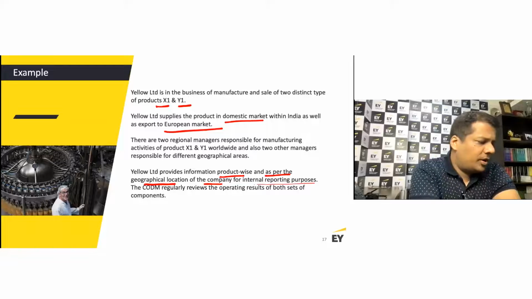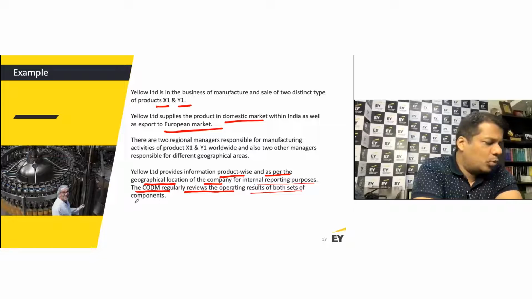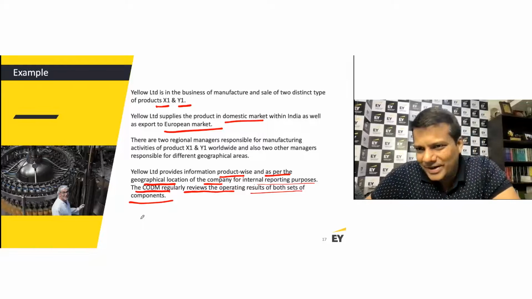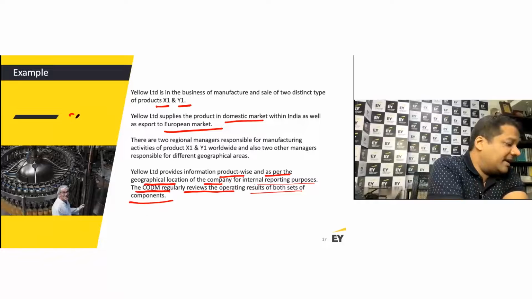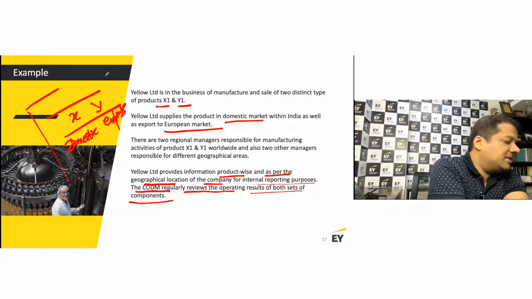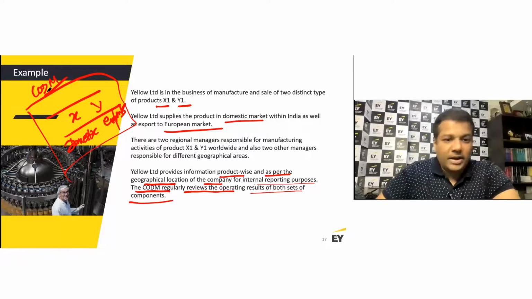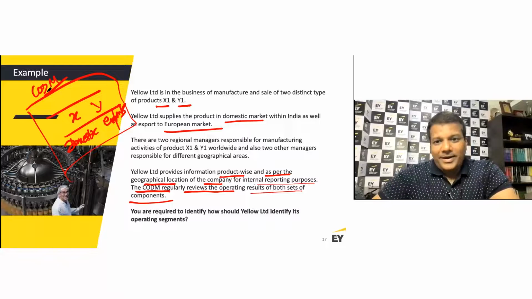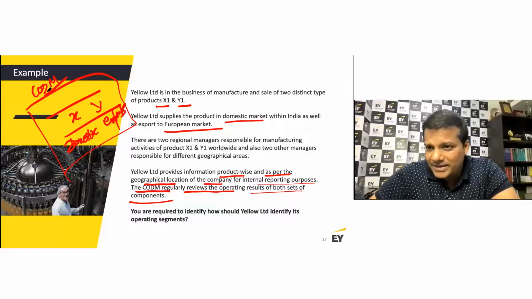For internal reporting purposes, the CODM regularly reviews the operating results of both sets of components. So I am not only looking at X and Y, I'm also looking at domestic and export. There are two people here, and the CODM is sitting on top of everyone, doing the review, right? Good. You are required to identify how Yellow Limited should identify its operating segments.